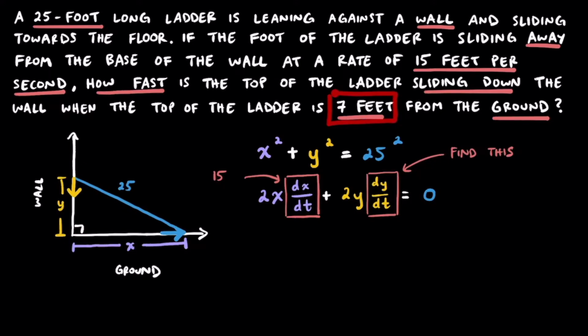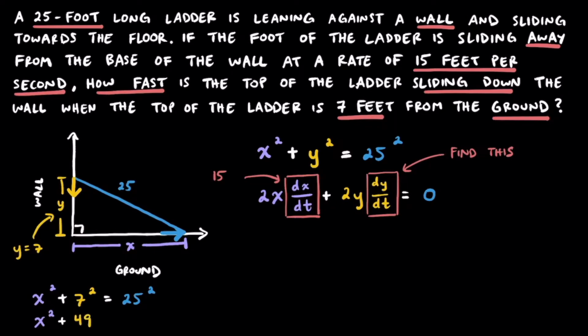feet from the ground. Using that information, we can go ahead and say that this y value is equal to 7. Plugging this information into our equation, we can say that x squared plus 7 squared, or y squared, we just substituted it in, is going to equal 25 squared. Going ahead and using the Pythagorean theorem, we can see that when the height of the ladder was 7 feet from the ground, the horizontal distance from the wall was equal to 24 feet.